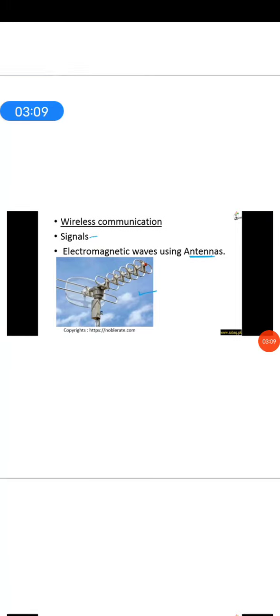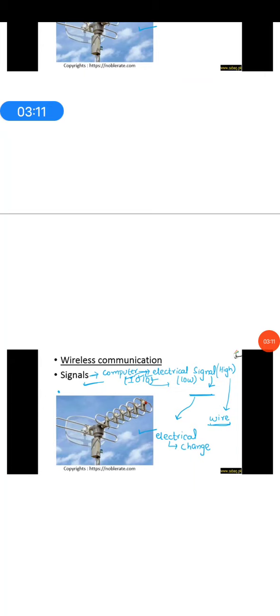So what we have is an electrical signal. We convert that electrical signal into an electromagnetic signal wave. Then this electromagnetic signal is carried without any physical medium. They can travel through the air, through space, or any other medium.